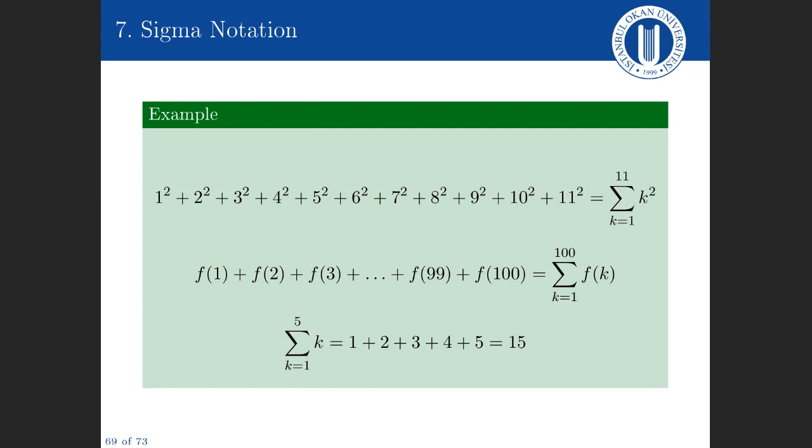For example, if I want to do 1 squared plus 2 squared plus 3 squared plus 4 squared, etc., all of the way up to plus 11 squared, I can write this as sigma k squared, because all of these terms are a number squared. We start at 1 and we finish at 11. Or if I want to do f of 1 plus f of 2 plus f of 3, etc., I could write this as capital sigma f of k, start at 1, finish at 100.